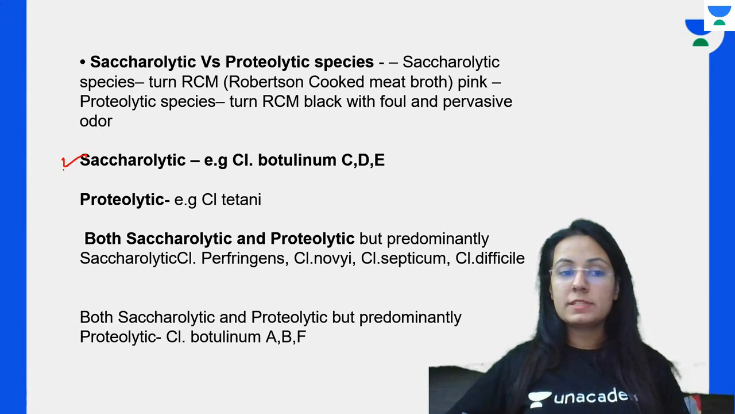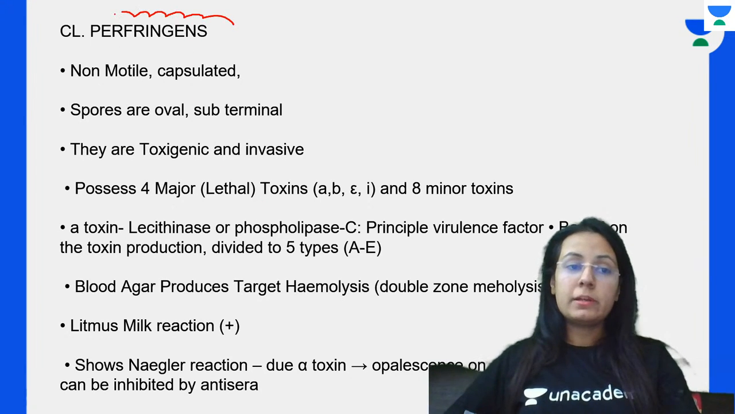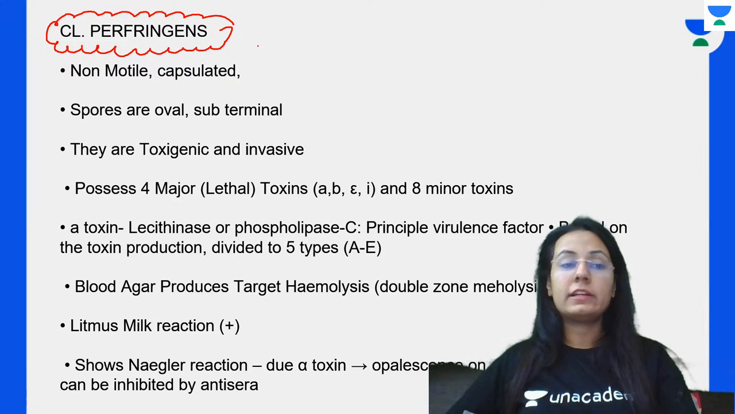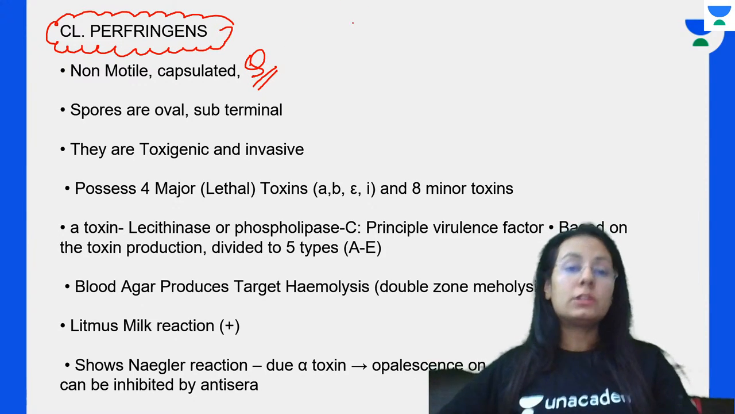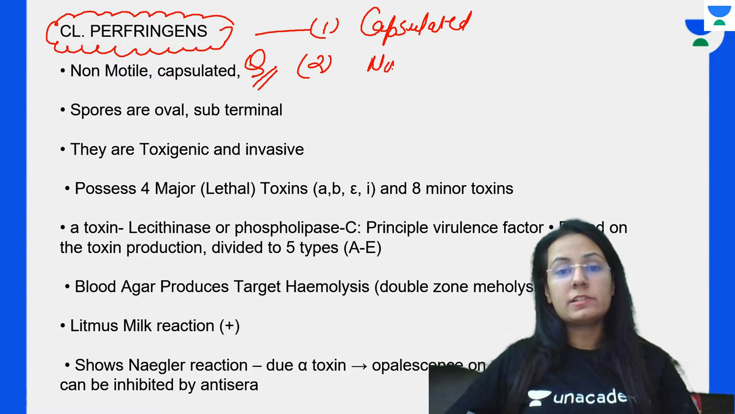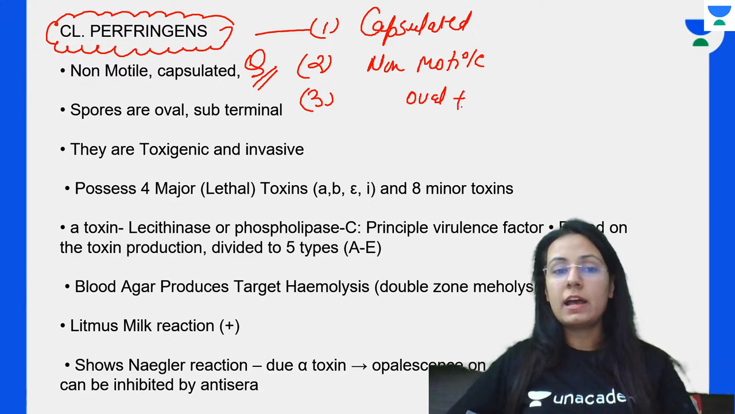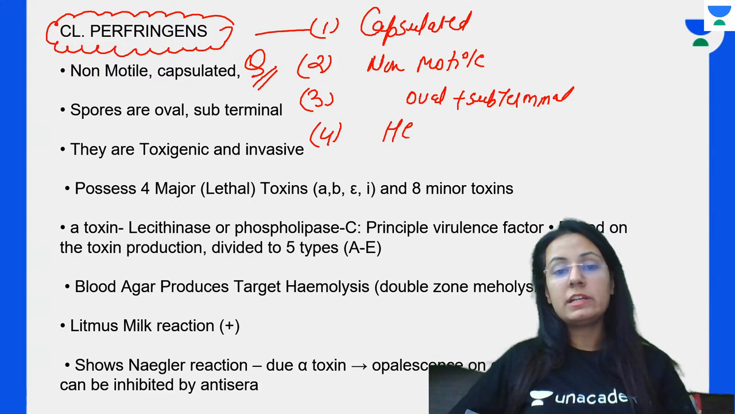Alright, so what is the example of saccharolytic? That is Clostridium botulinum, C, D and E, and proteolytic is Clostridium tetani. Now, when we talk about Clostridium perfringens, we know that it is capsulated, very important. Although Clostridium is non-capsulated, this is an exception. It is non-motile, and it has spores that are oval and subterminal. Another exception is that the spores are heat resistant, and they are not killed at 100 degrees Celsius.